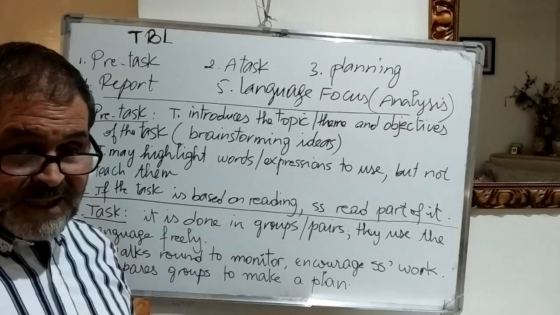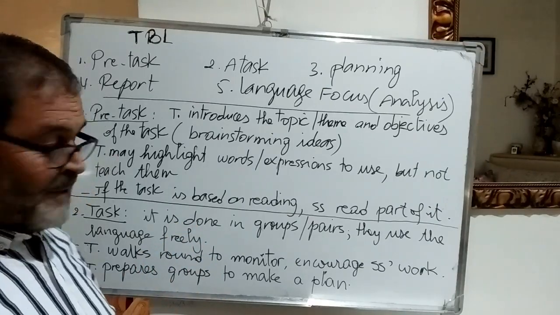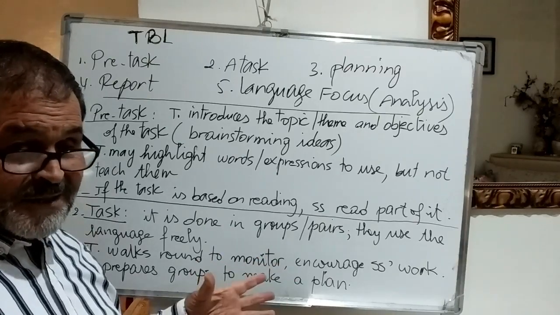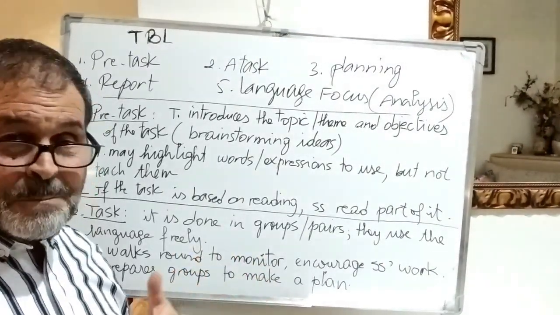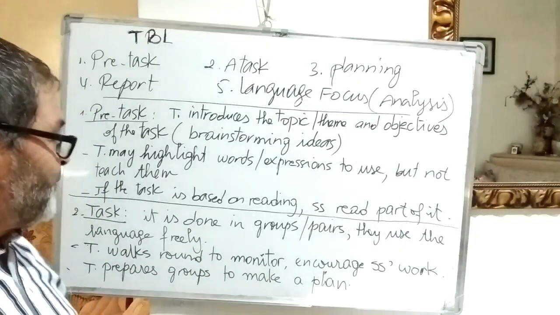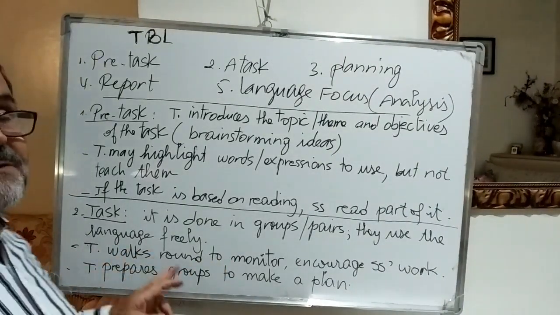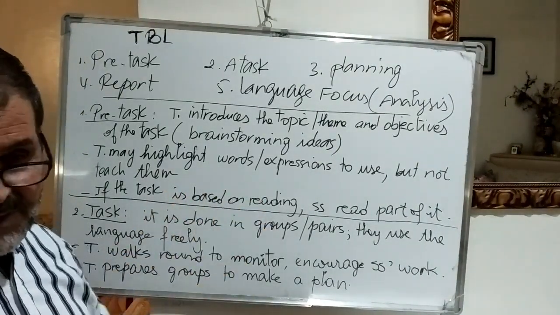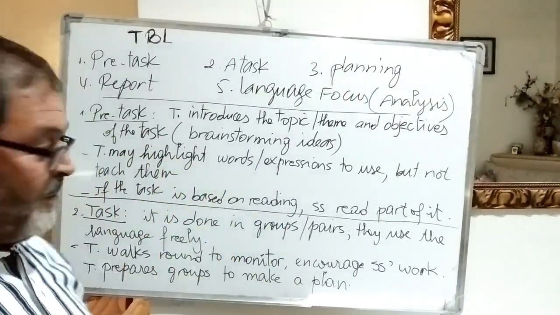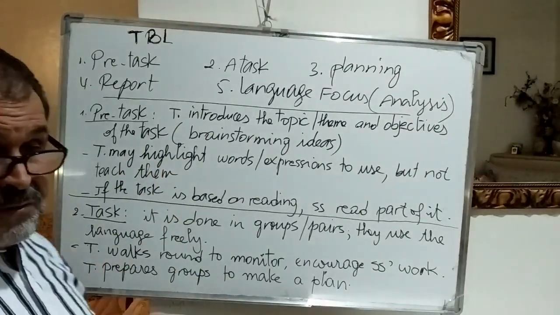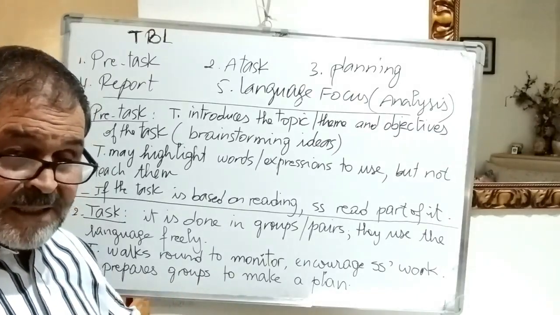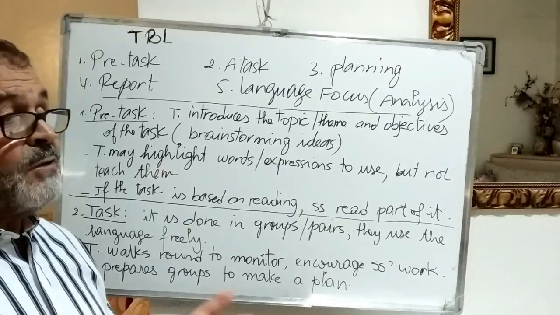Now we pass to the task, which is the backbone of our lesson. The task is done in groups, of course. We are going to divide the classroom either into groups or into pairs to work together. This is what we call cooperative learning and collaboration. Here they use the language freely. They discuss, of course, freely without focusing just on the target structure or target vocabulary item. The teacher walks around between groups to see what they are doing, how they are working, and if they have difficulties, he is going to help them.